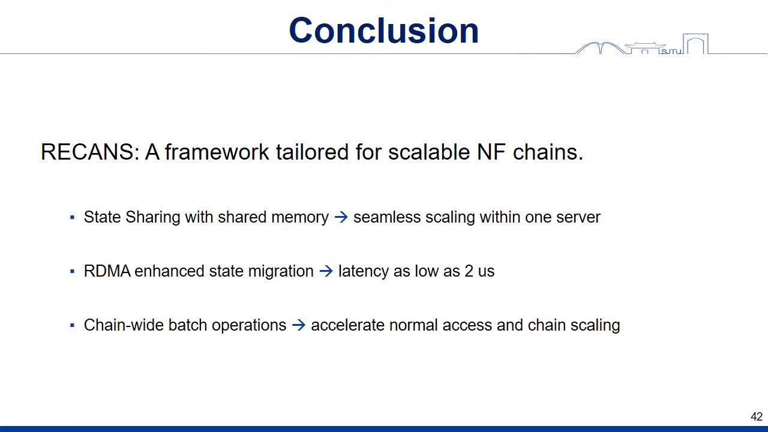In conclusion, RECANS is a new state management framework that aims to realize elastic scaling of stateful NF chains. It exploits shared memory and RDMA to realize state sharing in a server and across servers with minimal overhead. RECANS is also tailored for NF chains. It builds chain-aware aggregate flow tables to provide batch operations that can accelerate both normal access and elastic scaling.